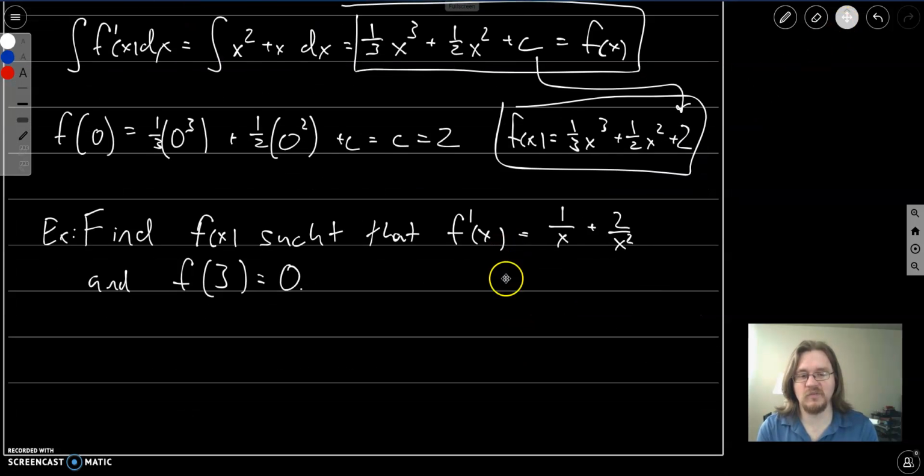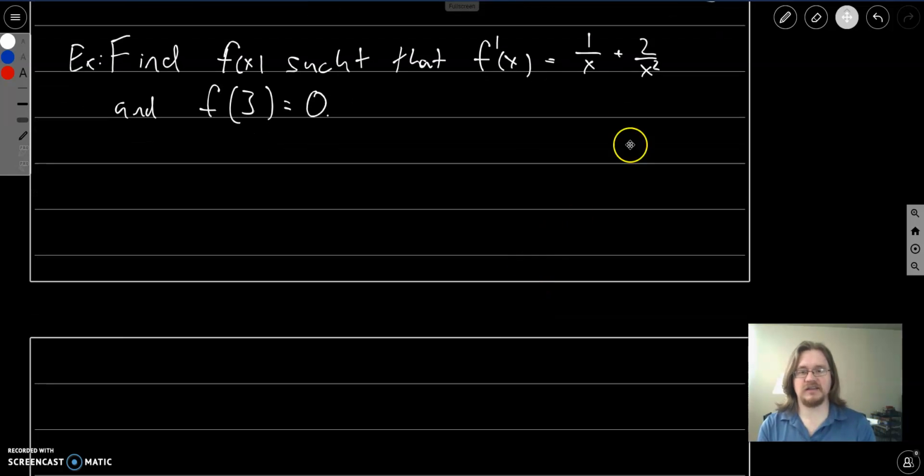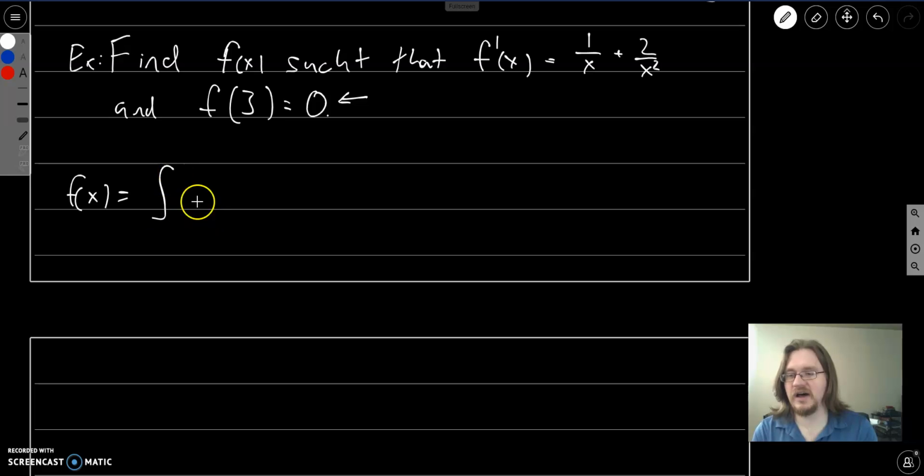And we can do one more quick example here. So find an f of x such that the derivative of that function is 1 over x plus 2 over x squared. But we're also told that f of 3 is equal to 0. So even though we have to take the antiderivative here to find out our original f and we get a constant, we have enough information to figure out that constant. So again, we know that the antiderivative and the derivative should cancel out.